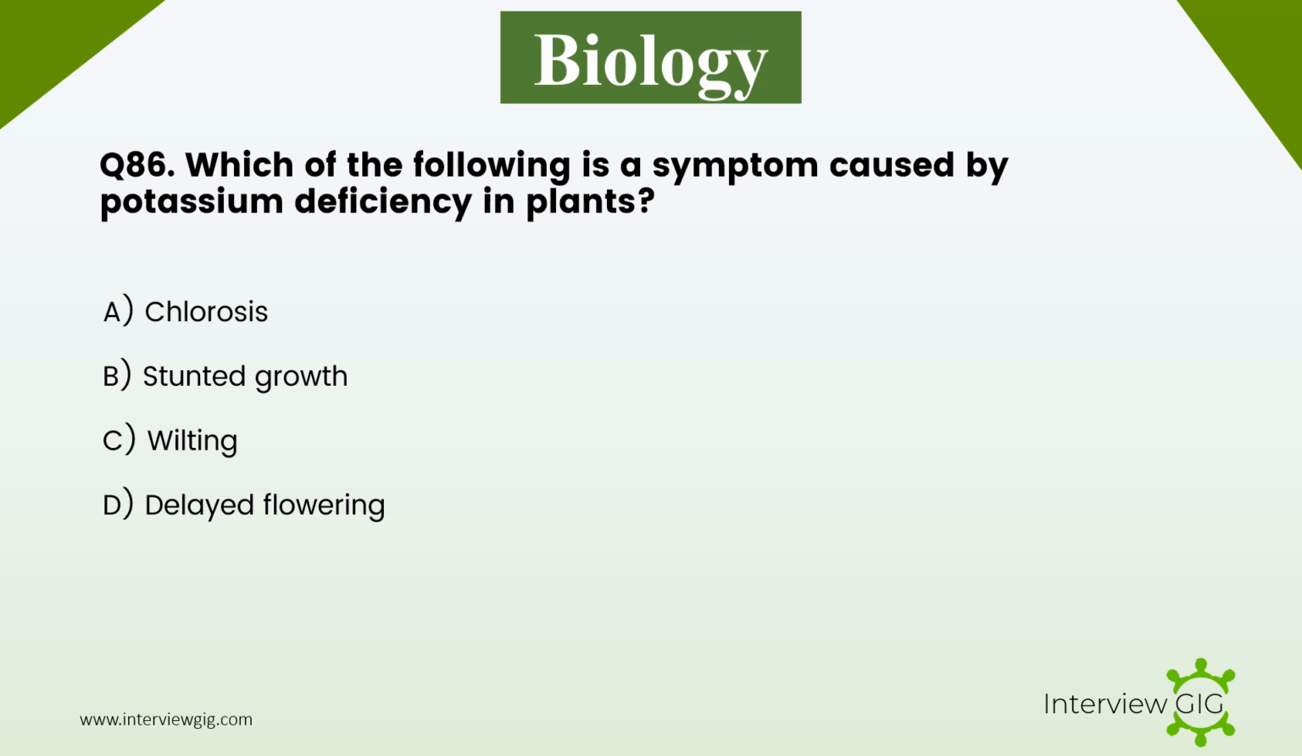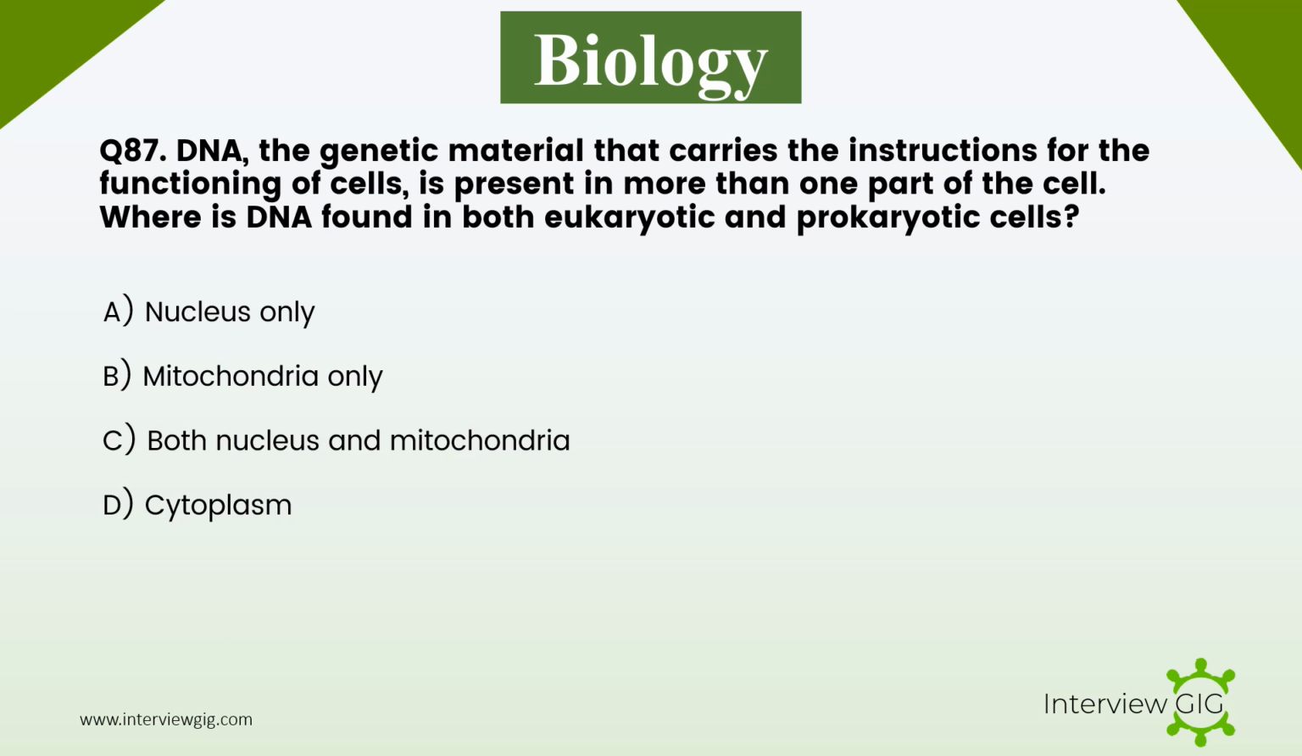Which of the following is a symptom caused by potassium deficiency in plants? A. Chlorosis. B. Stunted growth. C. Wilting. D. Delayed flowering. Answer C. Wilting. Next question.